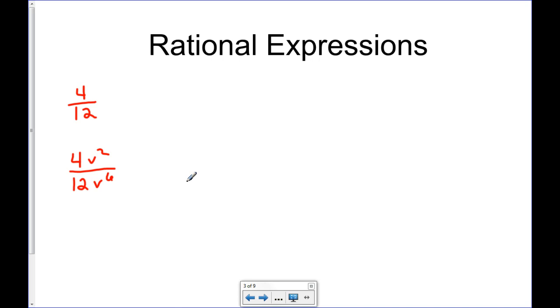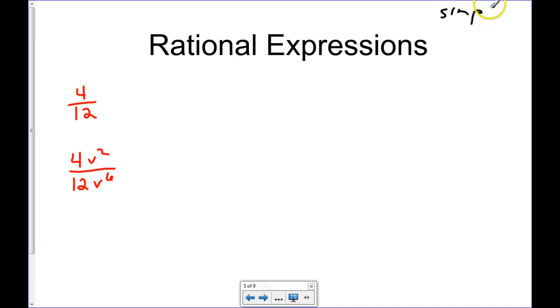So with that in mind, a rational expression is anything that you can put algebraically into a fraction. Okay? So your entire pretest that you did was made up of rational expressions. Today, what we're going to be covering is how to simplify rational expressions.